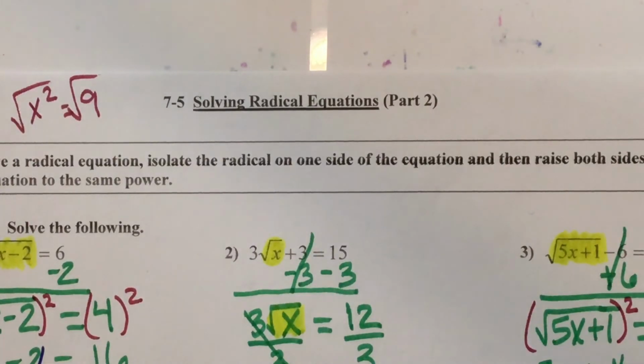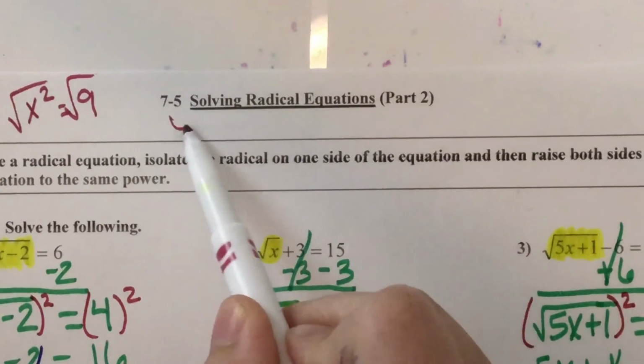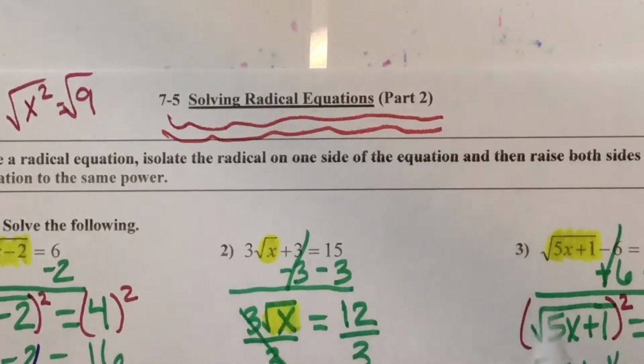Hello everybody. On this assignment, nope, this is an assignment. These were the notes over 7-5 part 2. I wanted to go over the number 5 and the number 6 that I asked you to do for me.